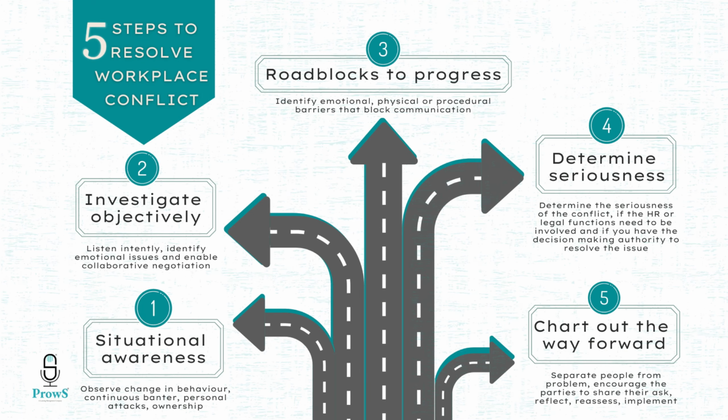Identify mutually beneficial and acceptable ways to move ahead. The best way to do that is to separate people from the problem, focusing on interest rather than the position, and encouraging each party to share what is it that's important to them and what's their ask. Reflect on the plan, reassess its pros and cons, and make sure it is implemented. Evaluate on a continuous basis. Let's understand the implementation of this 5-step approach.